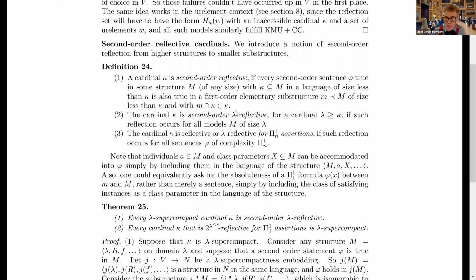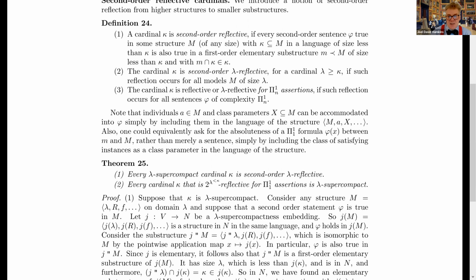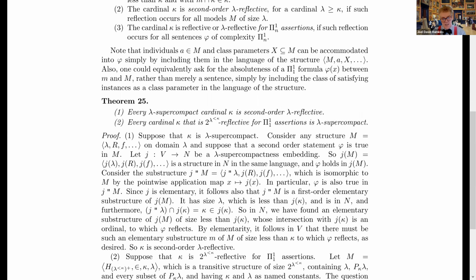Okay, and we say lambda reflective if it's true when that original M has size lambda. And we can say it's reflective for pi11 or pi1n assertions if we get the reflection for that level of complexity. And now the interesting connection is that this notion interleaves with supercompactness. So every lambda supercompact cardinal is second order lambda reflective.